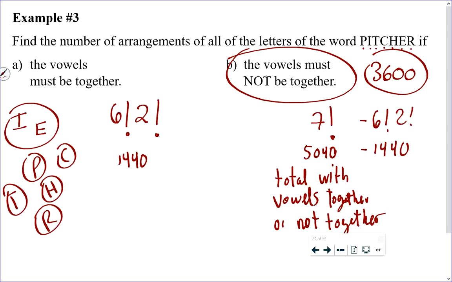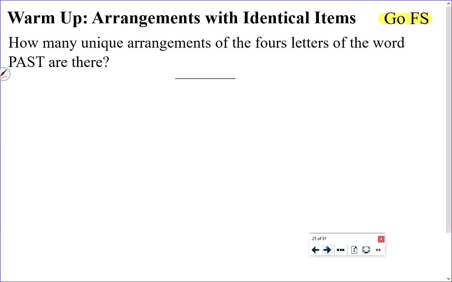So some classic kinds of scenarios. All right, warm up. How many unique arrangements, that means different, don't be fooled by the word unique, of the 4 letters of the word past are there? Well, that's so simple. It's 4 factorial, right? Which is 24.